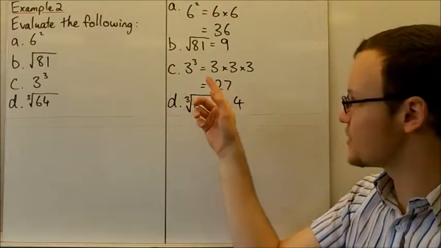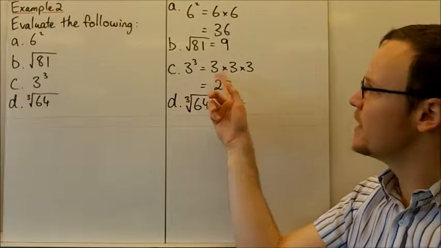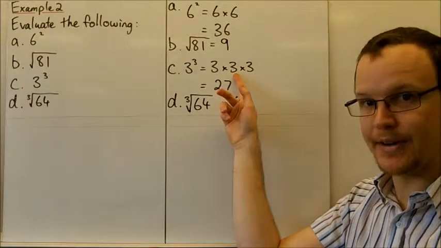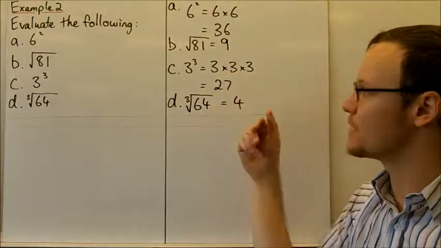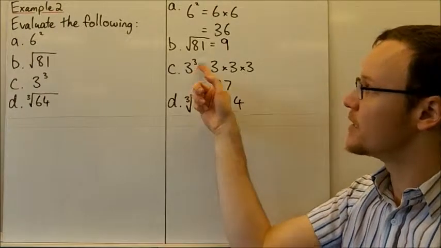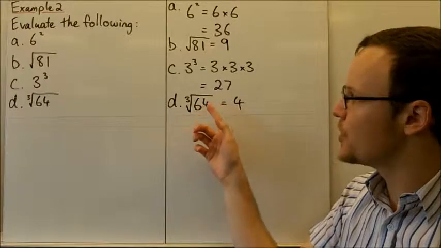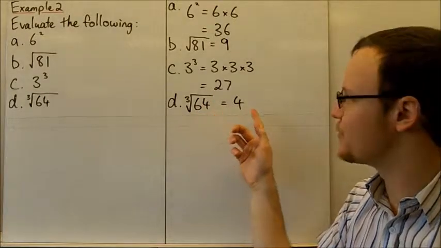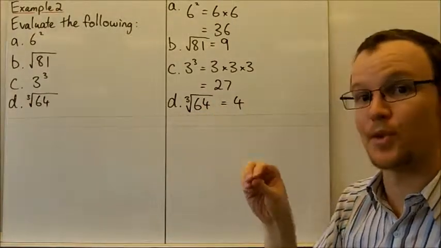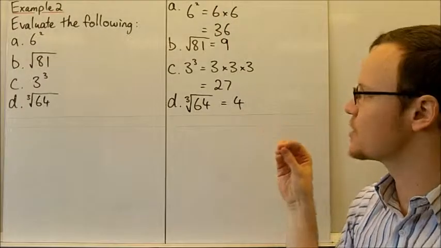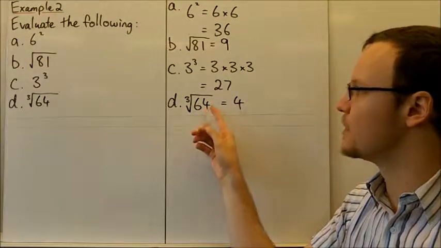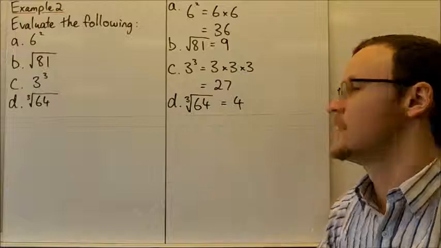3 cubed, so that's 3 times 3 times 3. 3 times 3 is 9. And then 9 times 3 is 27. So the cube of 3 is 27. The cube root of 64, that is 4, because 4 times 4 is 16, and 16 times 4 is 64. So the cube root of 64 is 4.